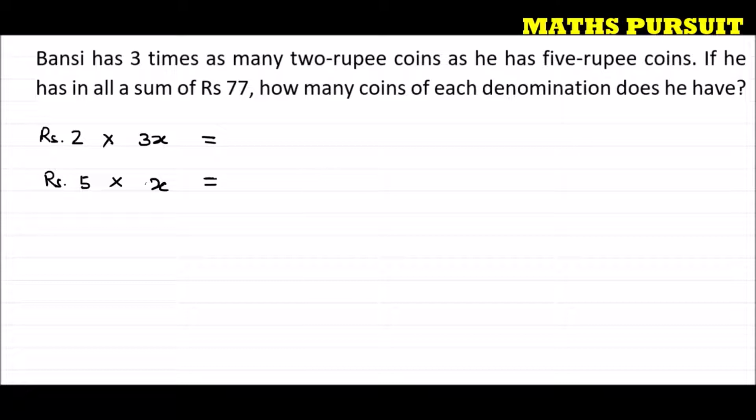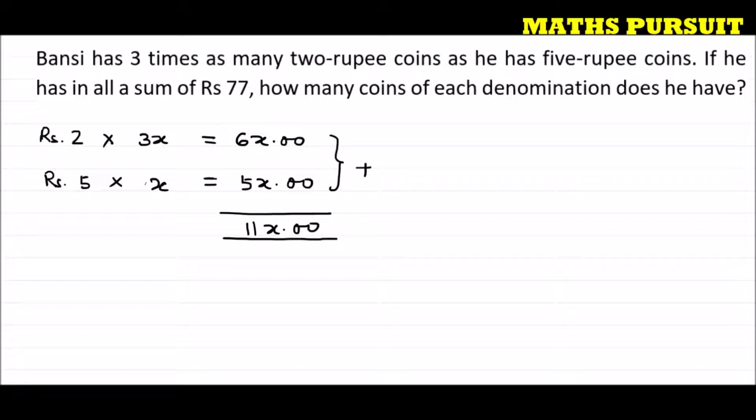Now if I multiply here, I am getting 6x, and if I am multiplying here, I am getting 5x. So this is the total amount that Bansi is having from 2 rupee coins and 5 rupee coins. The total amount will come to 6x plus 5x. 6x plus 5x, the total amount will come to 11x.